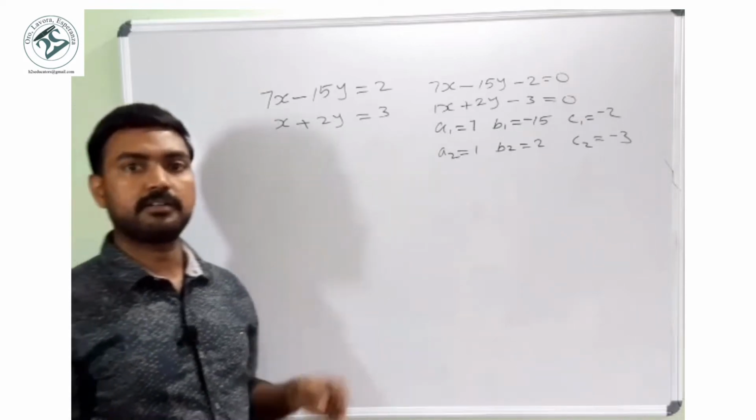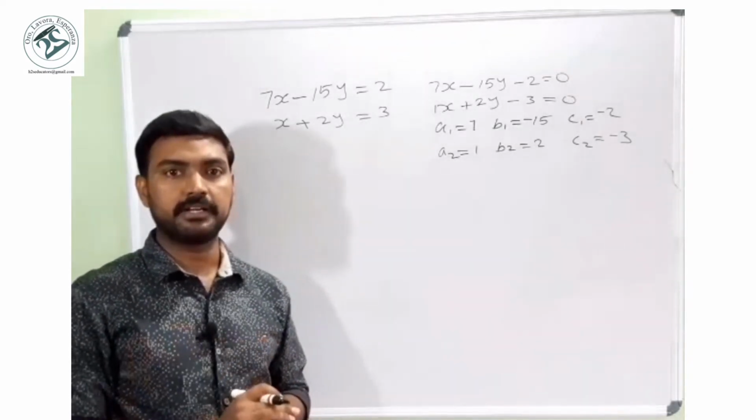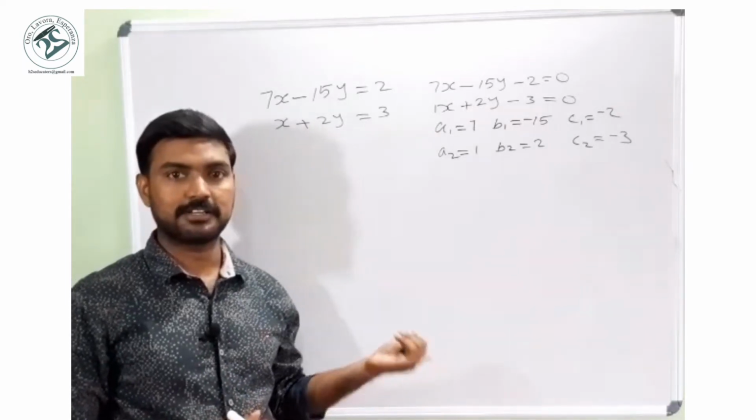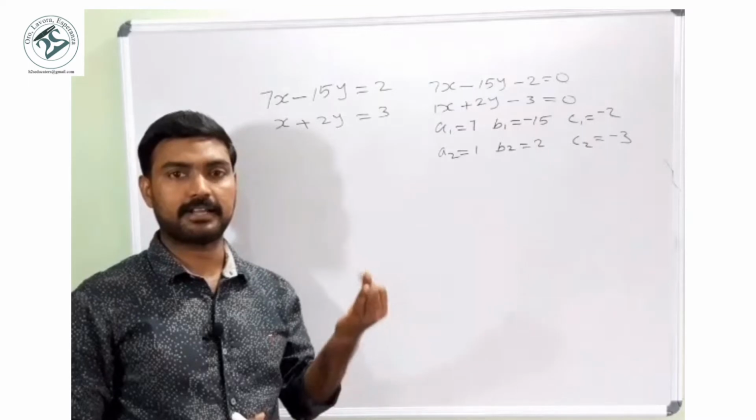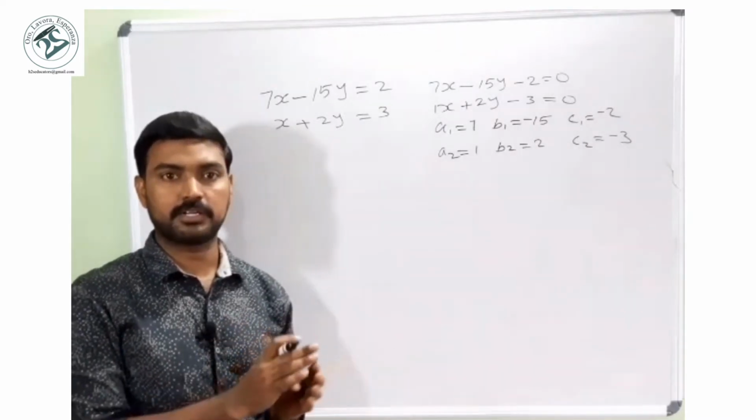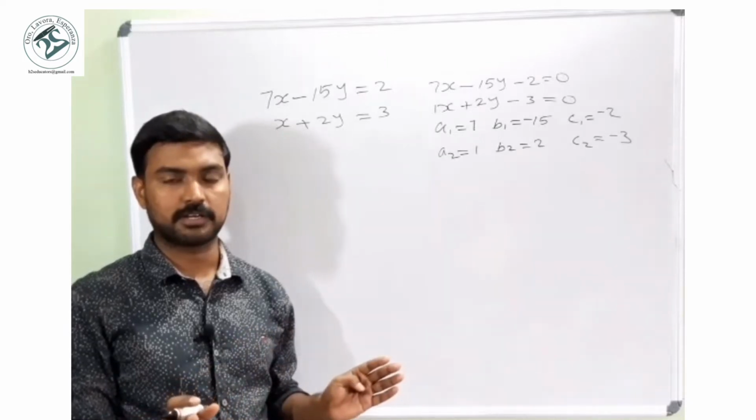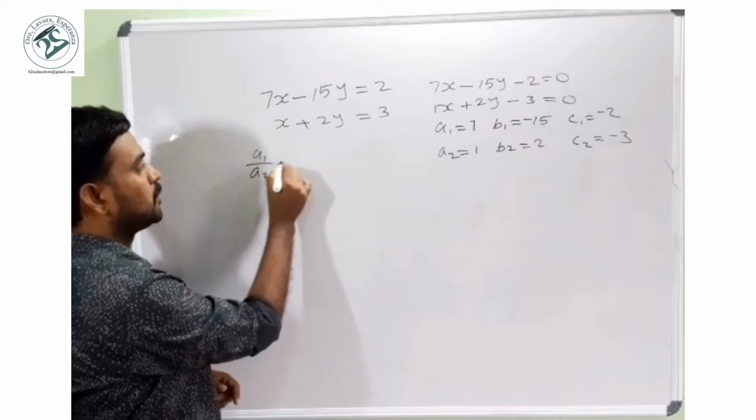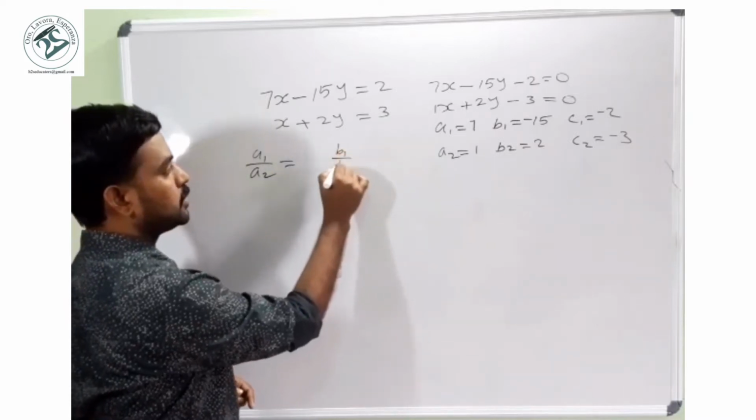Before we go to find the solution, already we studied there are three cases. First case, there will be unique solution. Second case, infinitely many solution. And third case, no solution. If there is no solution or infinitely many solution, we will not get the unique solution. So first we have to check what is the value of a1 by a2 and b1 by b2.